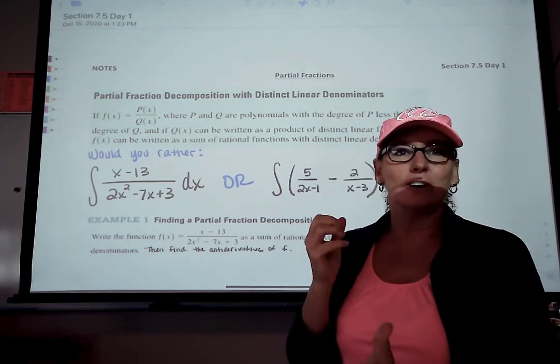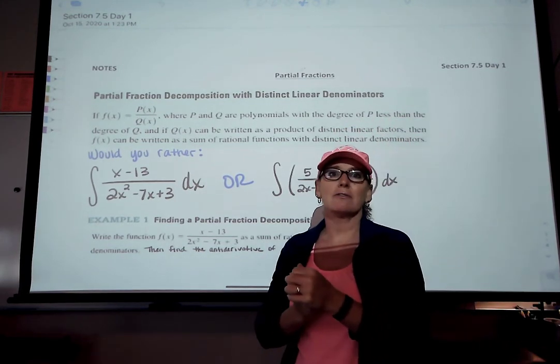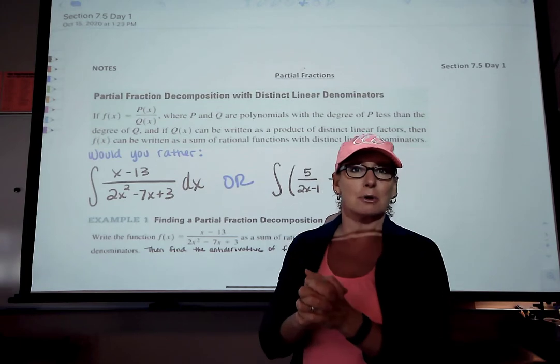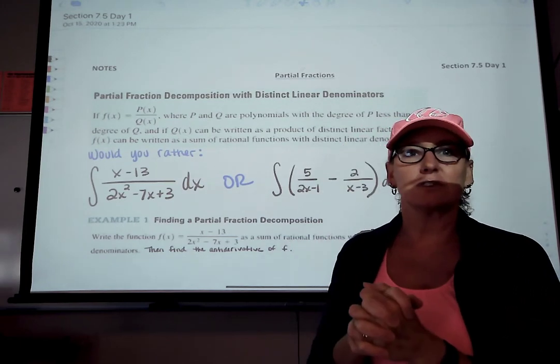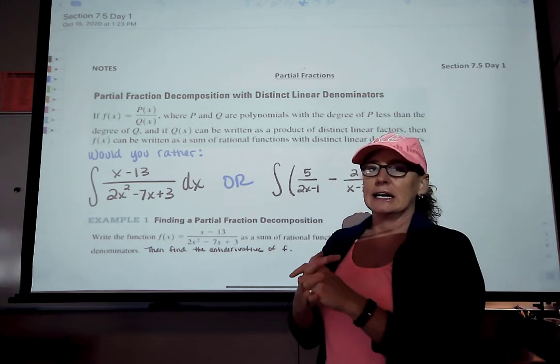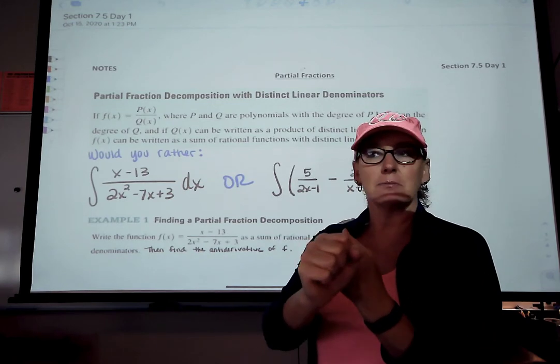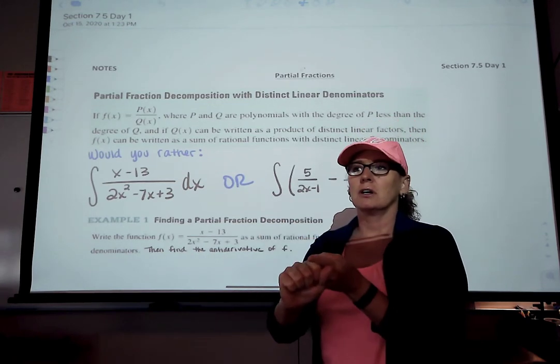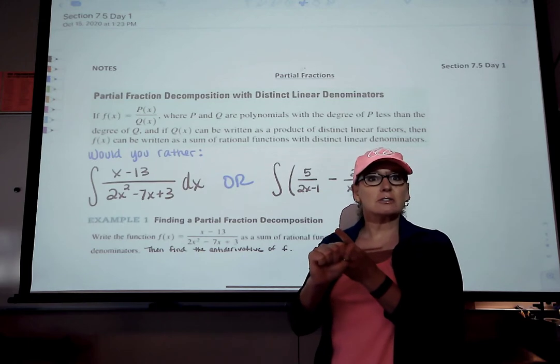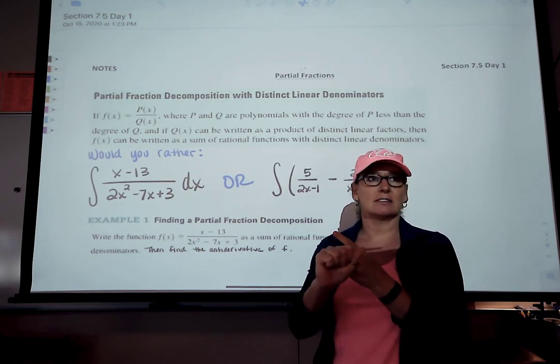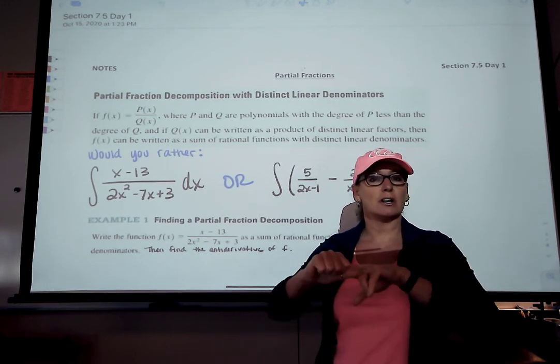Hey guys, we are doing another form of an integration technique today. It's called partial fractions. These are your notes for 7-5 day 1. And so far we've done u substitution, which undoes many instances of the chain rule. We've done integration by parts, which undoes many instances of the product rule.